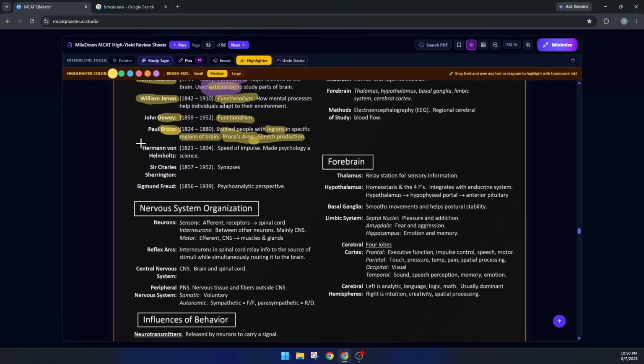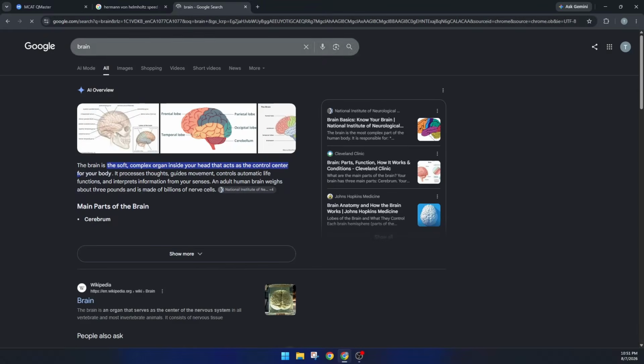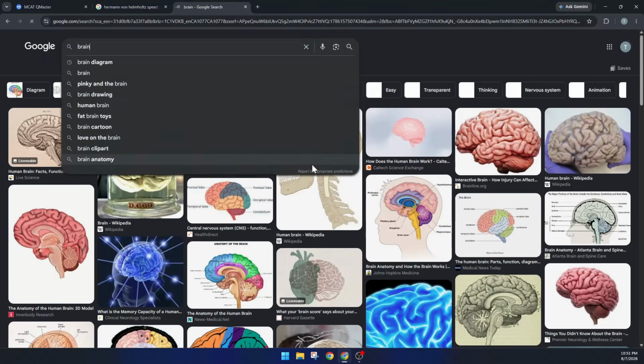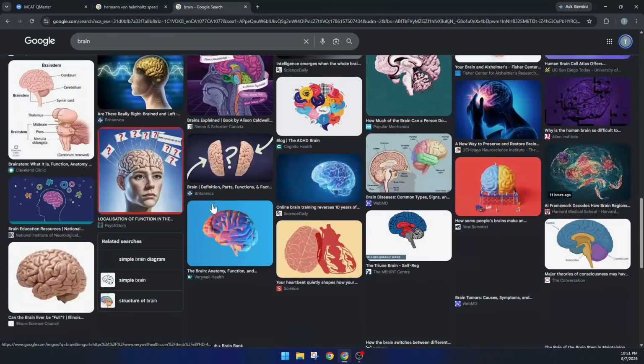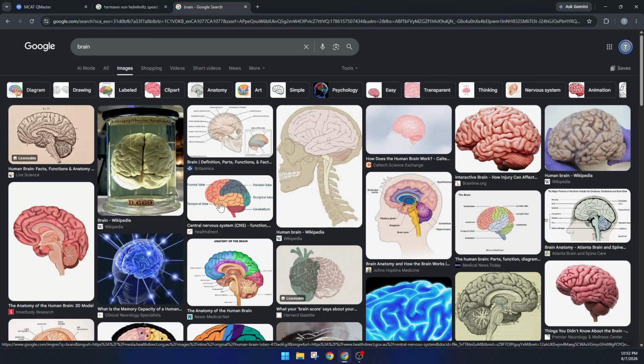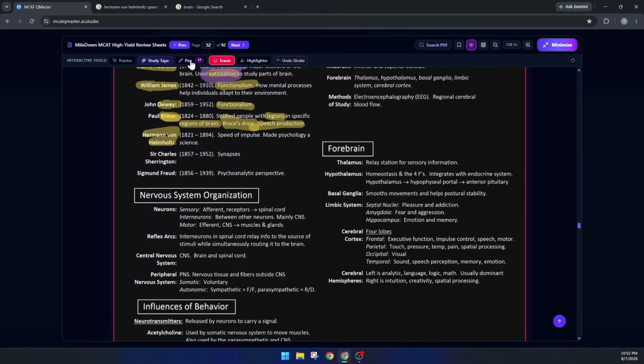Okay, let's move on to Hermann von Helmholtz. He found that speed of impulse made psychology a science. So what he did is he measured the speed of a nerve impulse, and then he found that our nerves are traveling at a rate. They have a speed to them. So our brain is just a lot of electrical signals, basically. Even our whole body is run by a lot of electrical signals, which you will study in biology and physiology if you haven't reviewed that yet already. But he basically measured the speed of the nerve impulse.